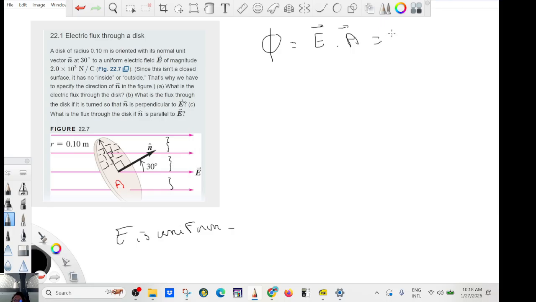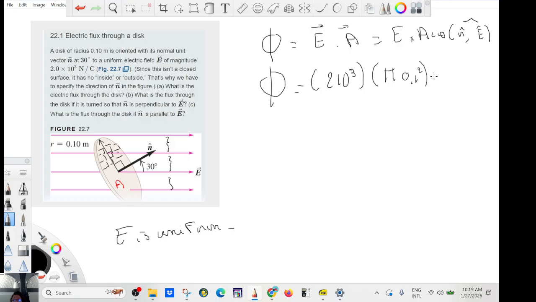So that will be E times A times the cosine of the angle between the normal vector and E. The magnitude is 2 times 10 to the 3 Newton per Coulomb times the area, so pi times 0.1 squared, times the cosine of 30.